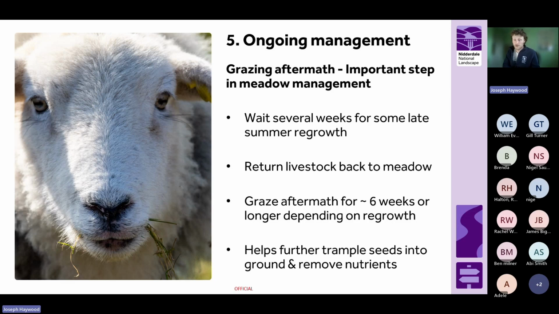If you're in a garden scenario, just let your grass grow for 3 weeks to a month, then mow your garden and remove that mown vegetation again. It's just the same. You're just acting as livestock then. So grazing the aftermath is a pretty important step. And for livestock, it's fresh, new growth, it's sweet, it's a nice bite. They're really happy to eat that and they'll happily munch on that all day.